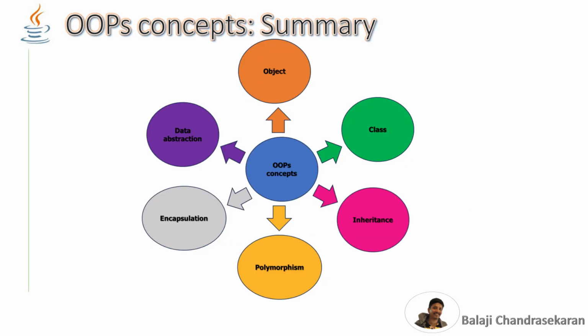Classes and objects are the two main aspects of object-oriented programming. Encapsulation, inheritance, polymorphism, and abstraction form the foundation of object-oriented programming and are essential for creating modular, reusable, and maintainable code.